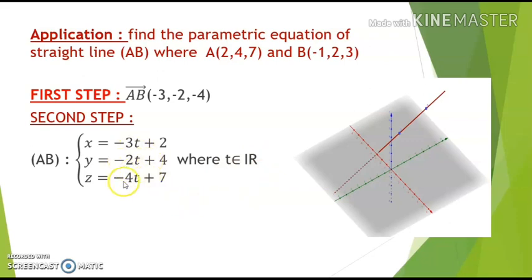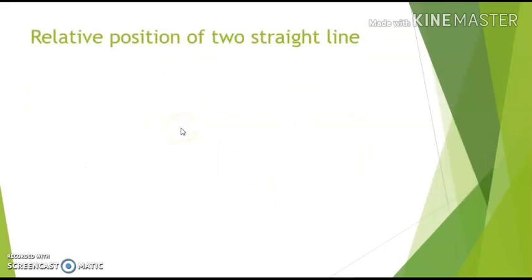(-3, -2, -4) are the coordinates of the director vector of the line AB, and (2, 4, 7) is a fixed point on AB. It's the point A. We can put here the point B instead, with the same result.